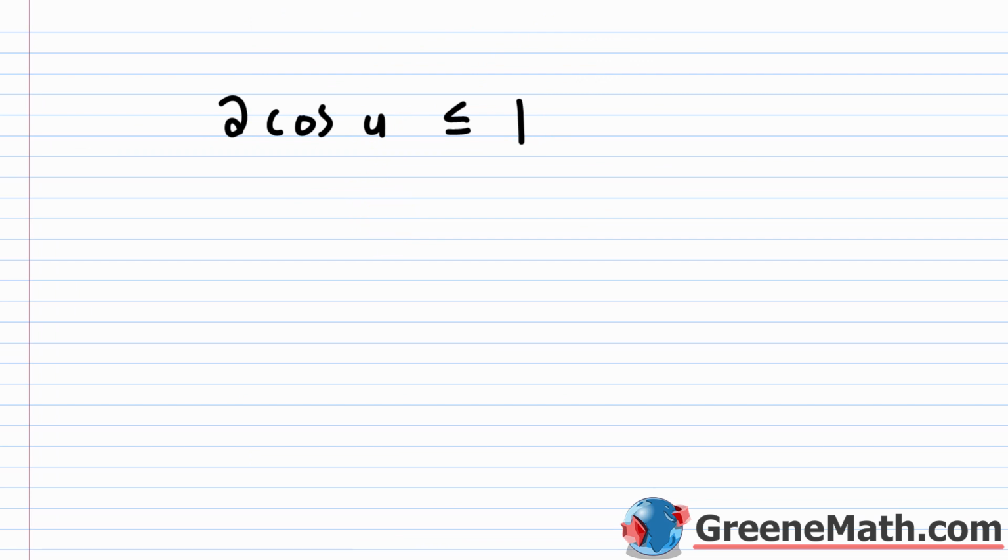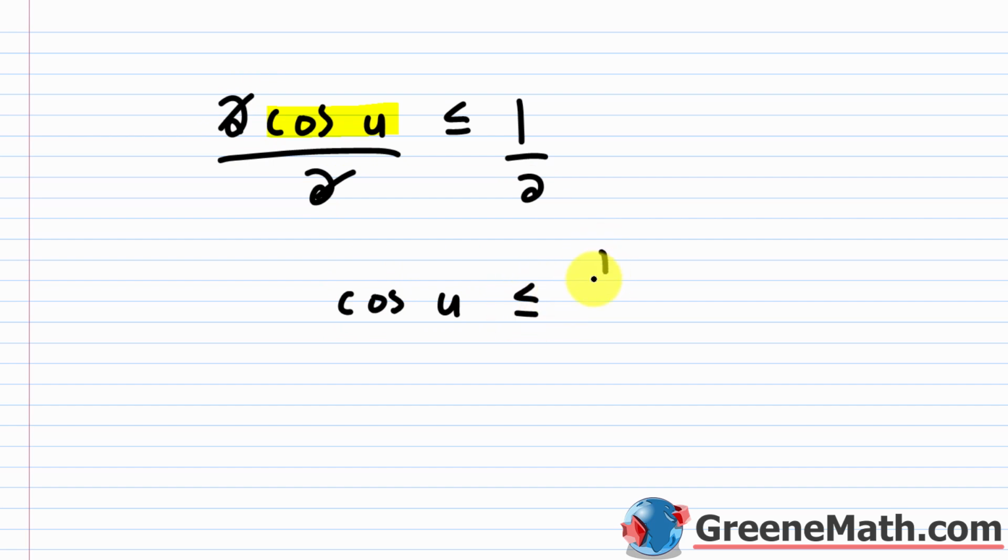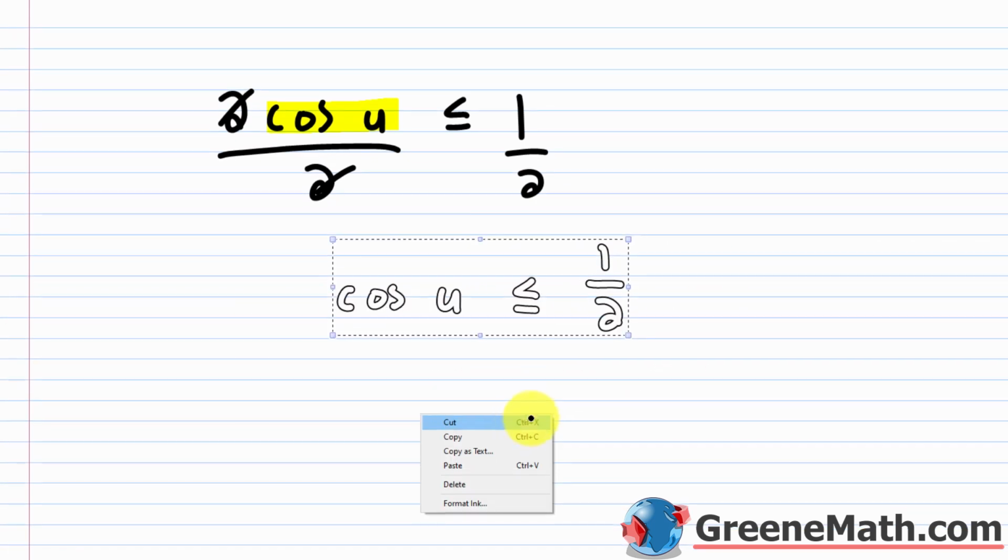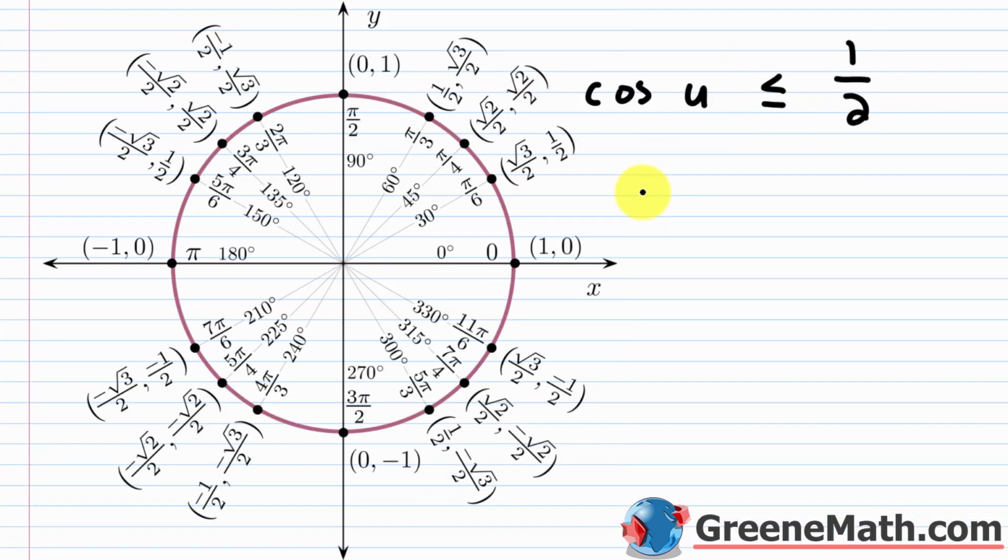So all you have to do for this problem is isolate the cosine of u on one side. And to do that, I'm just going to divide both sides of the inequality by 2. Cancel this. And we'll say that the cosine of u is less than or equal to 1/2. Okay, let's go to the unit circle, and let's paste this in. So again, I would just ask the question, where is the cosine of u equal to 1/2. Now the period for this, or how often the solutions are going to repeat, is going to be 2 pi.